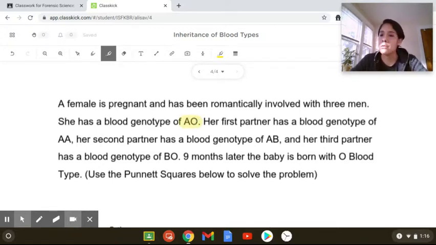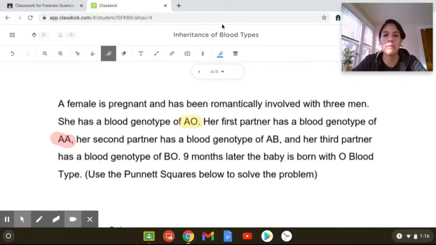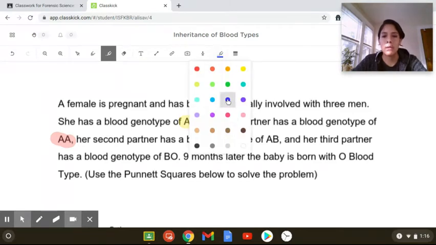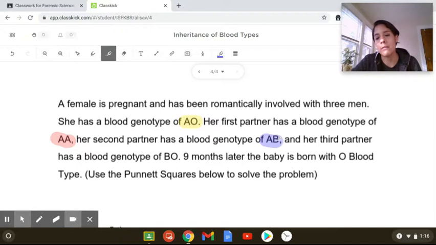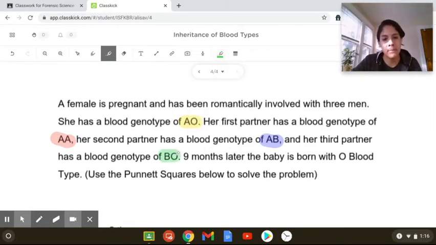Her first partner, so the first person who could be the dad, has a blood genotype of AA. Okay, so the very first person has 2 A genes that he could give his child. Her second partner has a blood genotype of AB. So this possible father, he can give 1 A gene and 1 B gene. And her third partner has a blood genotype of BO. Okay, so there's 3 different blood types there.